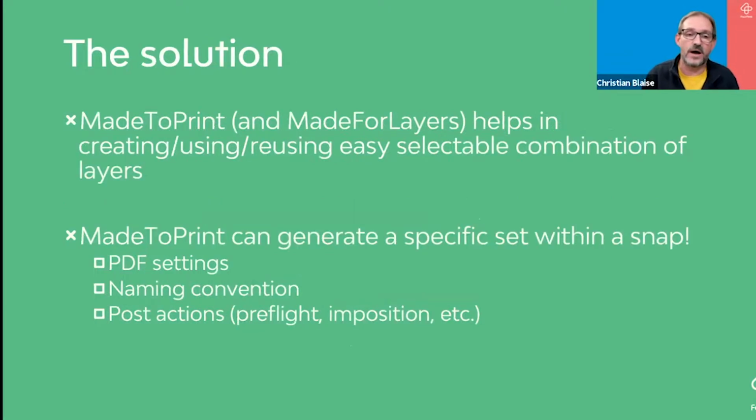And this is where, by using MadeToPrint, and actually MadeForLayers, which is also another product from Axaio, but MadeForLayers is included in MadeToPrint, so if you have MadeToPrint, you also have MadeForLayers. With this, it's going to help you create, use, and also reuse the combinations that you made on several documents. And then afterwards, using MadeToPrint, you will be able to generate a specific set of a combination of layer variants by just one click.